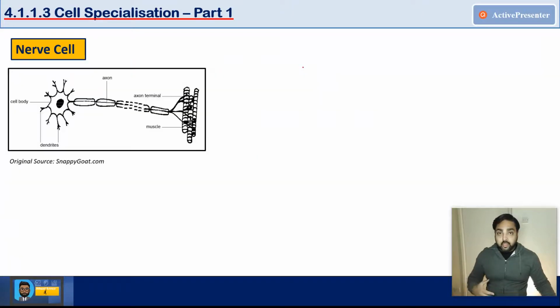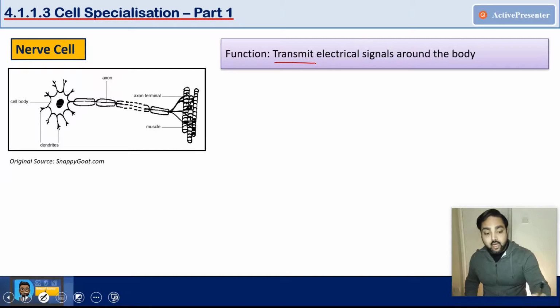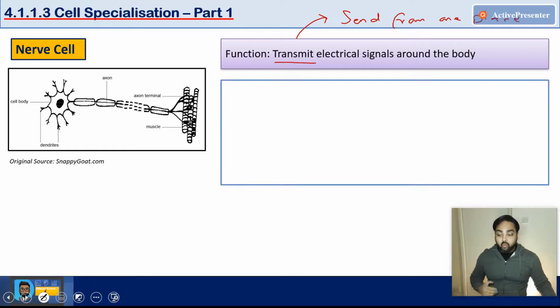Now, the other cell that you need to know when it comes to animal cells is nerve cells. You need to know the function of a nerve cell. Very simply, it is to transmit electrical signals around the body. What does transmit mean? Transmit means send from one place to another.